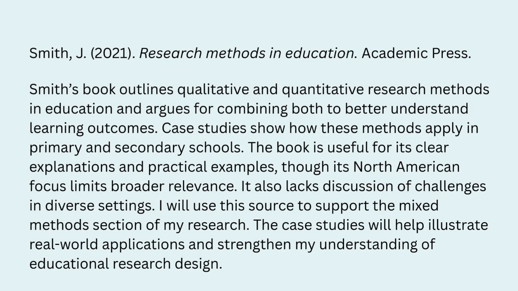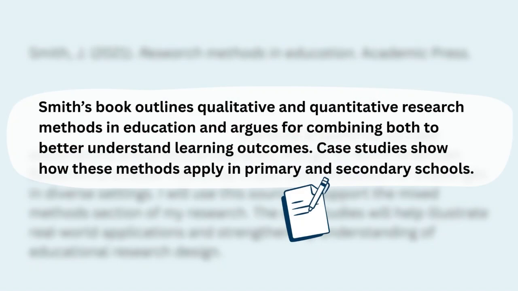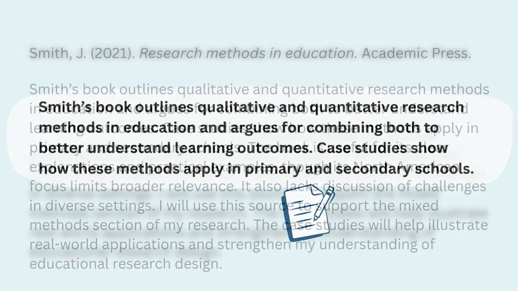The first thing we need to find in the annotation is the summary. This is where the source is described. Look for what the author says and what the book is about. In this case, it's the opening two sentences that describe the content and main focus of Smith's book.